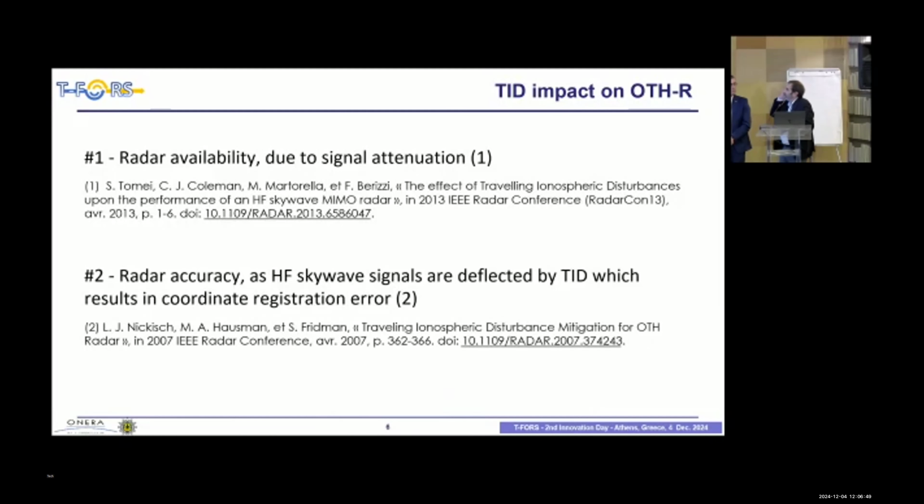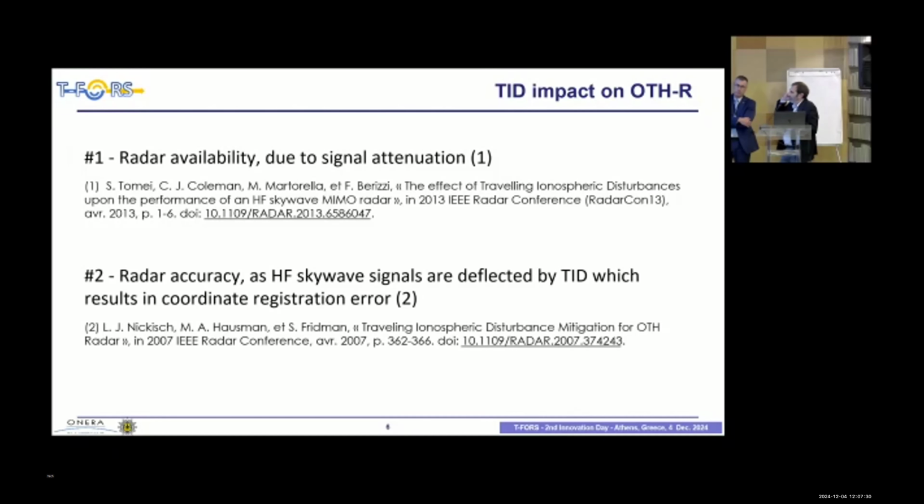In terms of TID impact on OTHR, these are really rough ideas, but the first one is about radar availability. Availability matters since the OTH radar relies on the condition of the ionosphere, and in the case of TID, this could impact the attenuation. So we have to take these factors into account in mission planning, for instance, to be able to say, okay, yes or no, we can illuminate in that direction, and what will be the performance. It's something we have to consider when we prepare our missions.